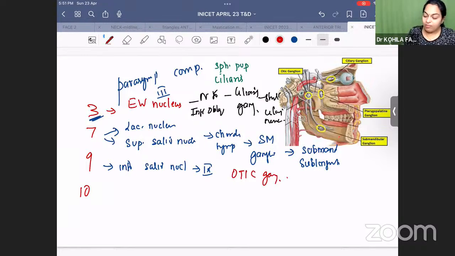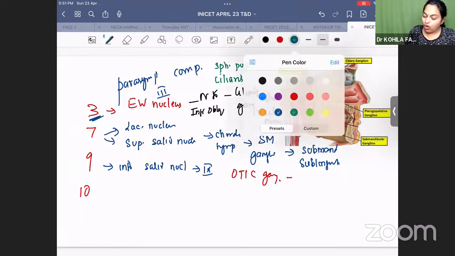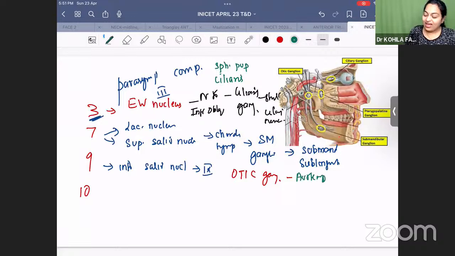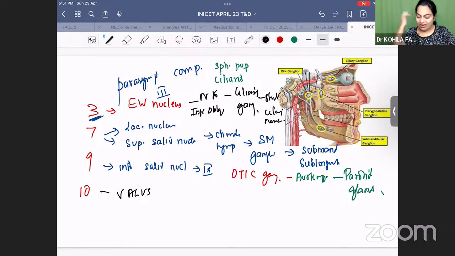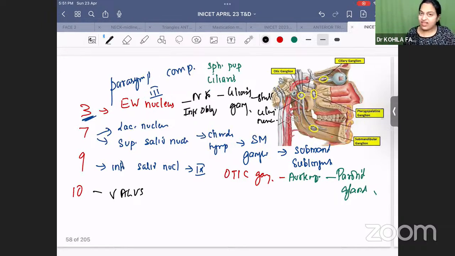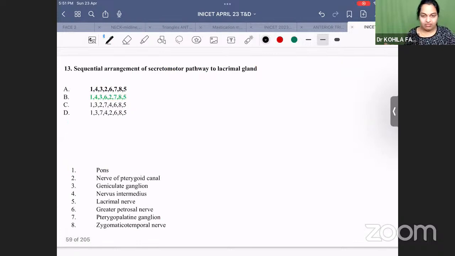Okay, and the fibers are going to pass through the auriculotemporal nerve, right? And supply the parotid gland. So, it's Frey syndrome, right? And the 10th nerve, you know, it's the vagus, parasympathetic to heart, lung, GIT, and so on. Okay. So, remember 3, 7, 9, 10. Got it, right?